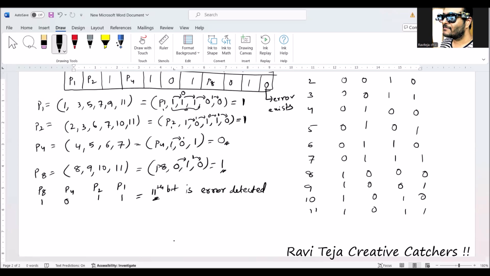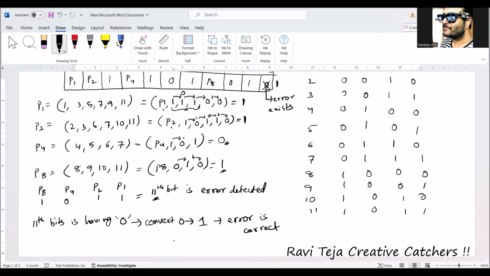Now, how to correct it? 11th bit is having value 0. Okay. So in order to correct it, convert 0 to 1. So that is how the error is corrected. So in the place of 0, we need to mention 1. So this is how the error is corrected.